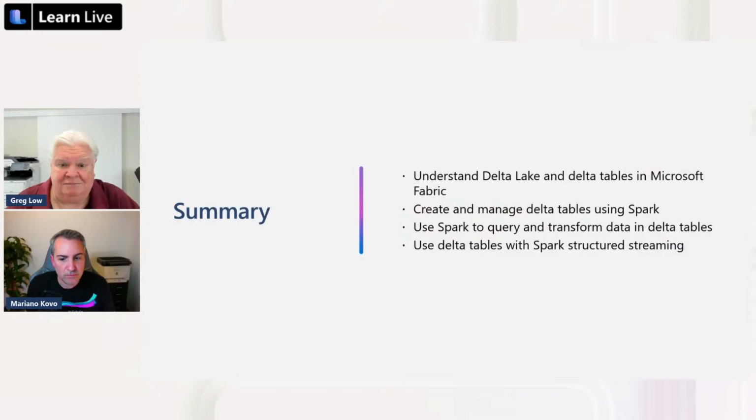So we might then start to close out, Matt. In summary, this was understanding Delta Lake and the Delta tables in Fabric, how to create and manage Delta files or Delta tables, and using Spark to query those, and a little bit about structured streaming.